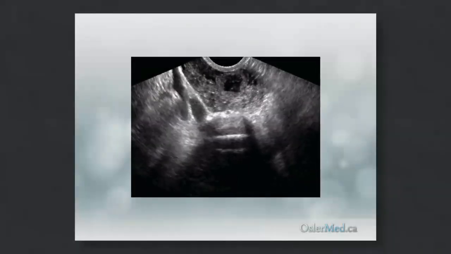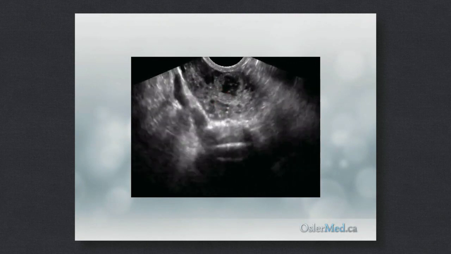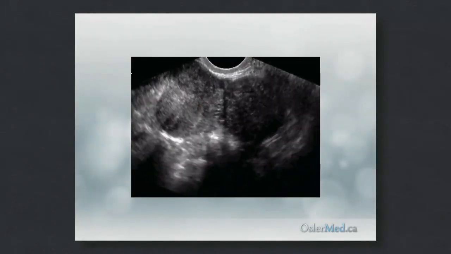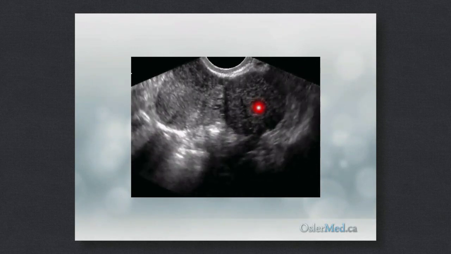So using this dynamic assessment, we can see that this thick-walled cystic mass moves independently of the ovary and is therefore likely not arising from the ovary and is much more likely to be an ectopic pregnancy rather than a corpus luteal cyst. On the contrary, in this case, we see the uterus here on your left, and adjacent to it, a solid hypoechoic adnexal mass.